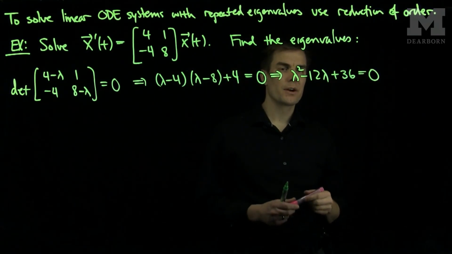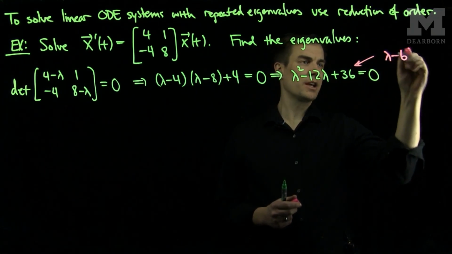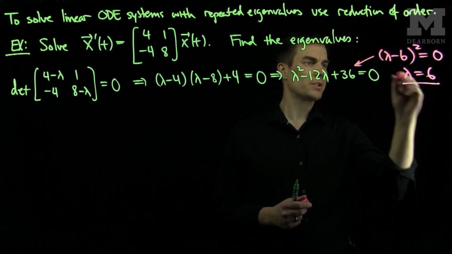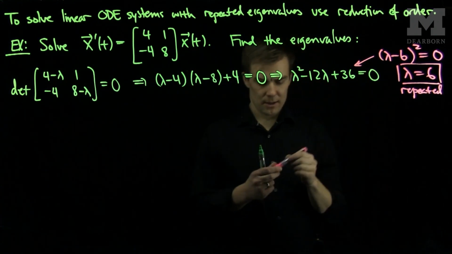And this quantity over here is a perfect square. This quantity over here is lambda minus 6, quantity squared equals 0. So we have that lambda is equal to 6. And that is our repeated eigenvalue.